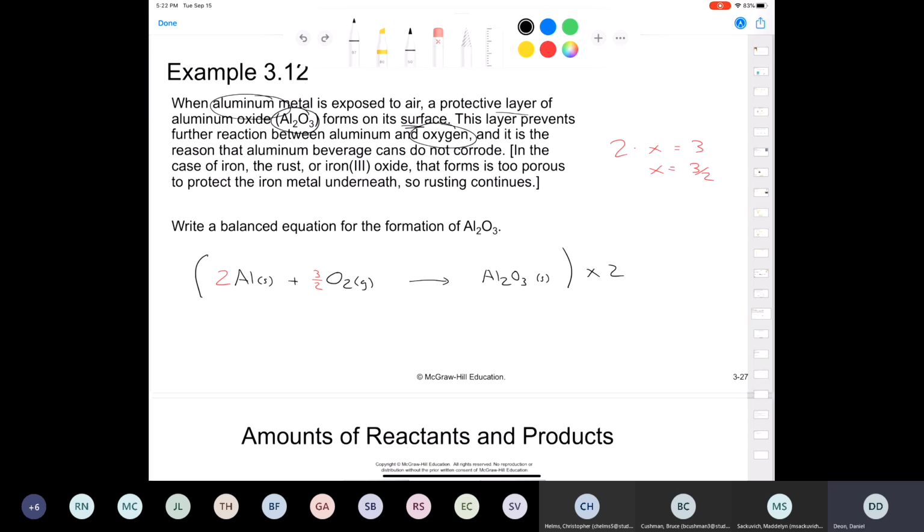And when you multiply that whole thing by 2, you get 4 aluminums plus 3 oxygens produces 2 aluminum oxide, like that. Thanks, Gabriel. Wrote the whole darn thing out. Perfecto. All right, well, let's move on from there.